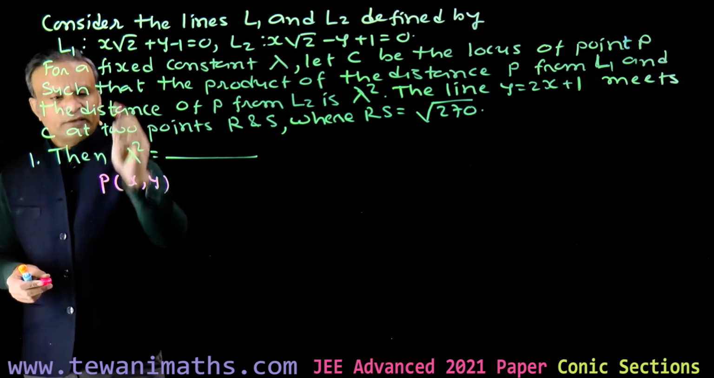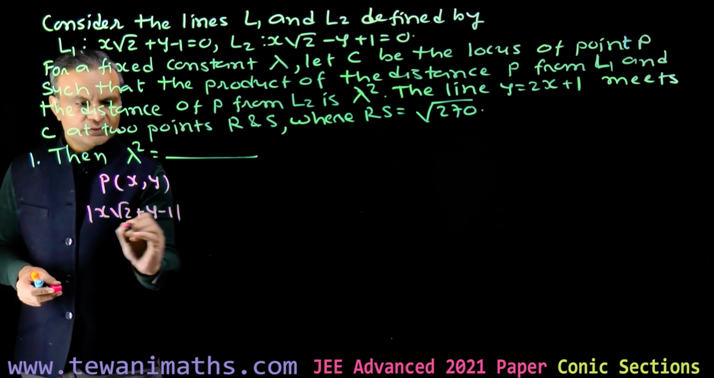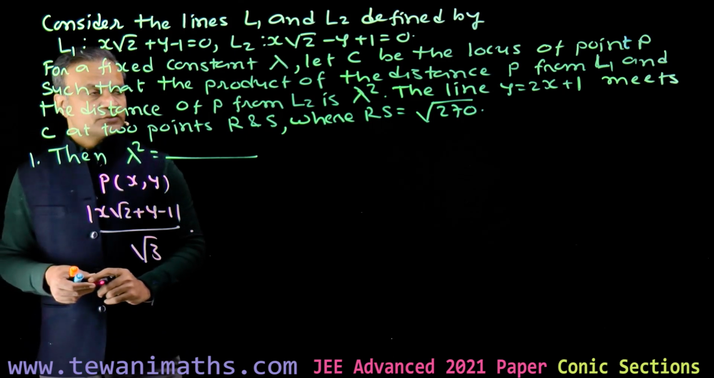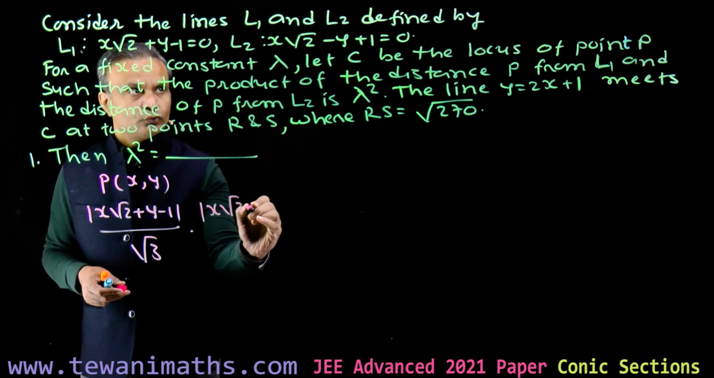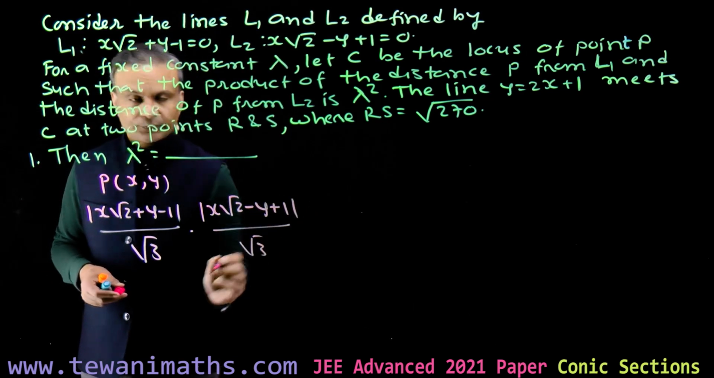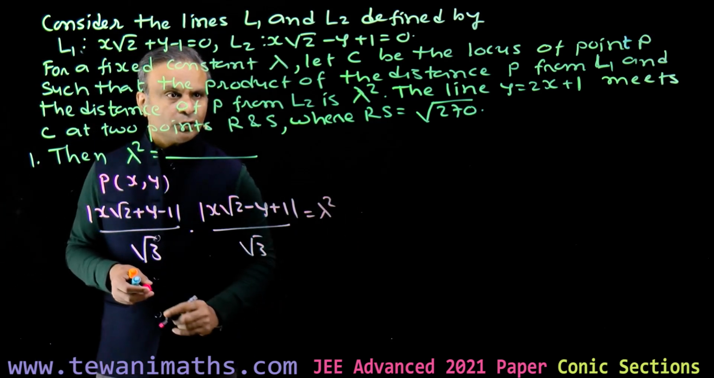Distance of point P from L1 will be modulus of x root 2 plus y minus 1 over root 3. And distance of point P from L2 will be modulus of x root 2 minus y plus 1 over root 3. Product of these two distances is lambda square. This is the condition of the locus.